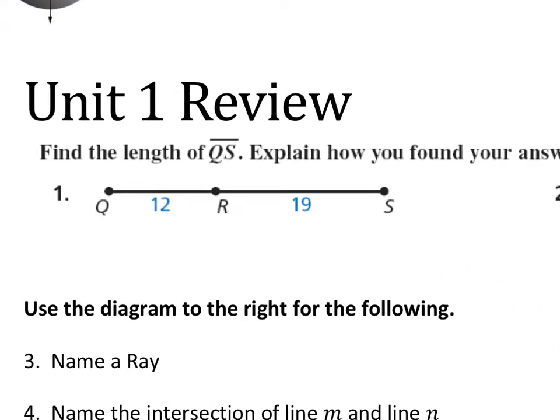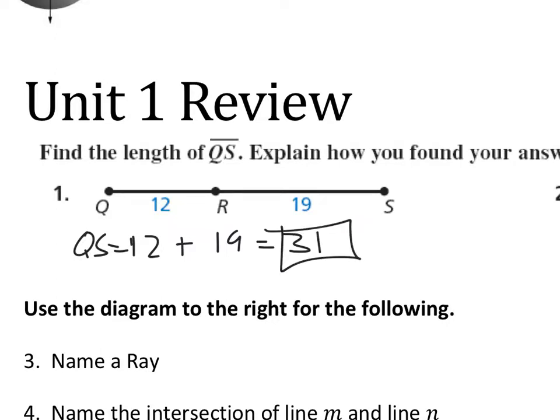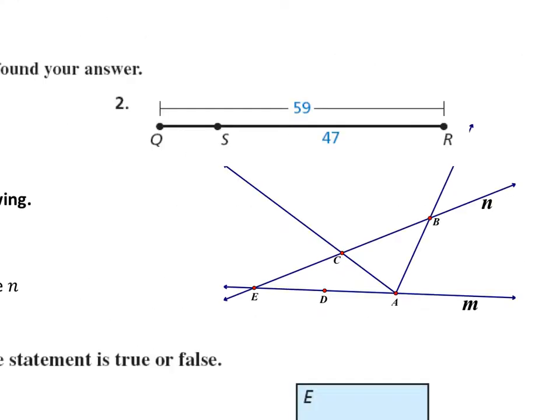We know that the parts add up to the whole, so simply start with the parts. One part is 12, one part is 19, and they add up to the whole, which is QS. QS is the distance from Q to S, and that's what we're asked to find. So that's going to be 31. Simply that.